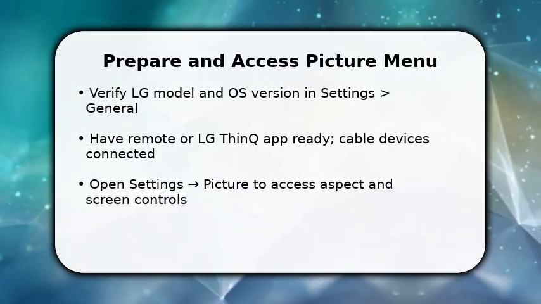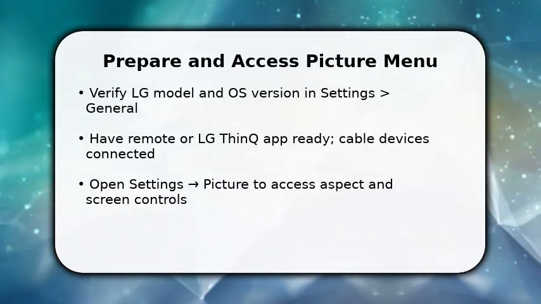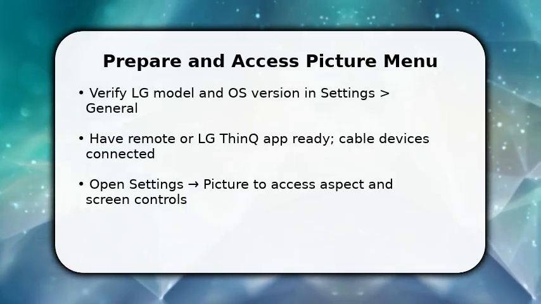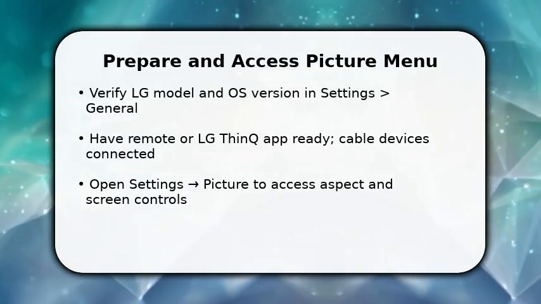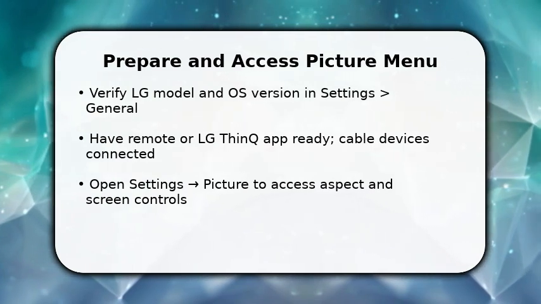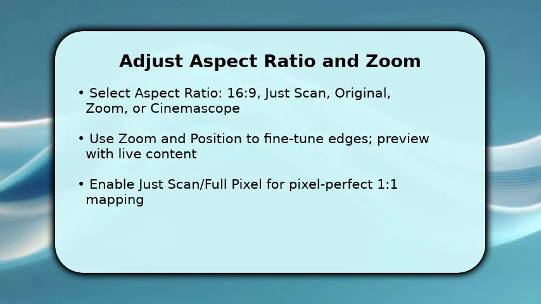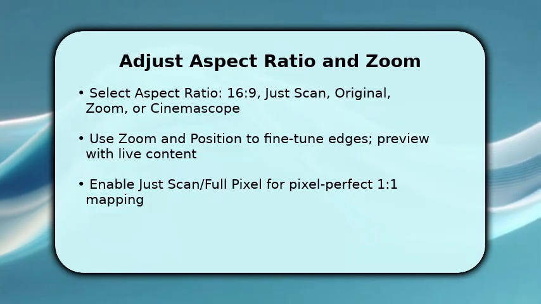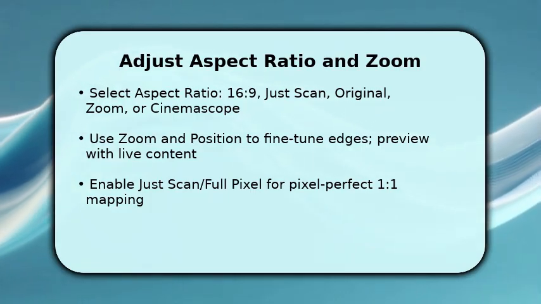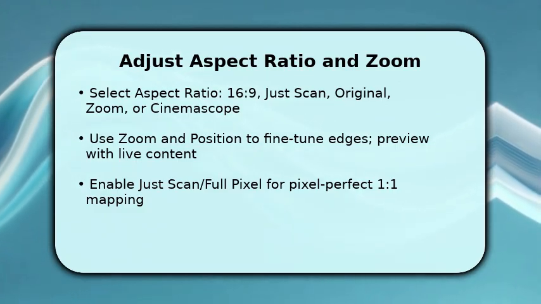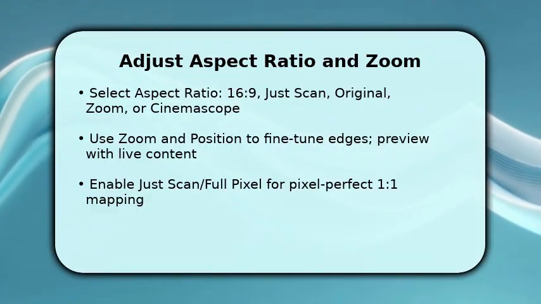Once the picture menu is open, locate aspect ratio or screen size entries. Those are the controls you will use in the next steps. You now pick aspect ratio. Choose 16:9 for standard HD TV, just scan or full pixel for no overscan, or zoom/cinema when you need to fill the screen. Once selected, use zoom and position controls to nudge edges until no black bars remain and no important content is cropped.